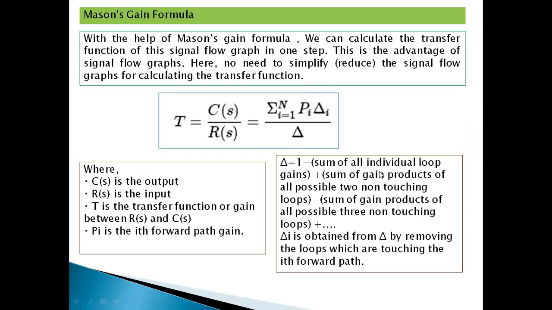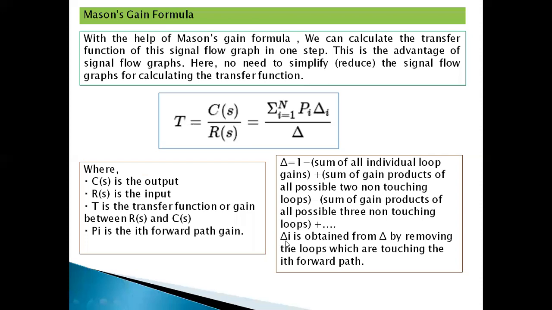So 1 minus the sum of individual loops, plus the sum of gain products of all possible combinations of two non-touching loops, minus the sum of gain products of all possible combinations of three non-touching loops and so on. Okay, now how to calculate this delta 1 and delta 2? Delta 1 and delta 2 are very easy to calculate. Delta 1 is obtained from delta, that is the determinant of the first forward path. How to calculate the determinant of the first forward path and the determinant of the second forward path?